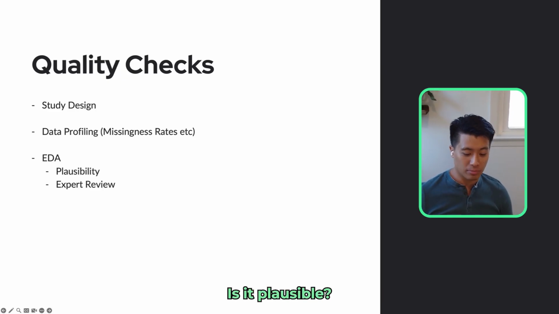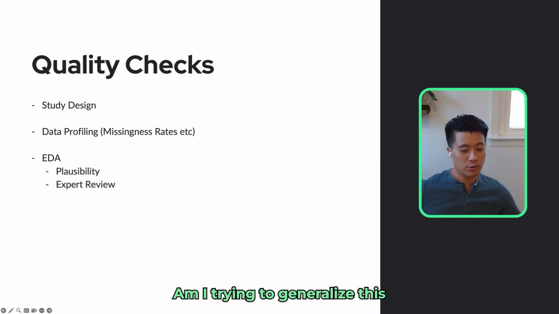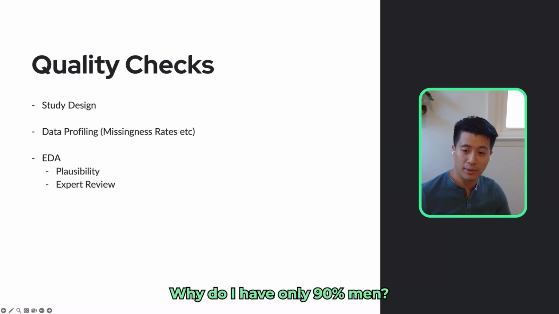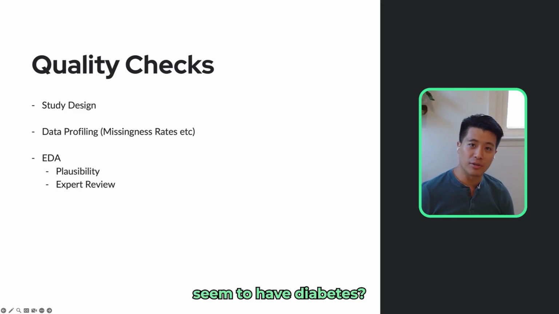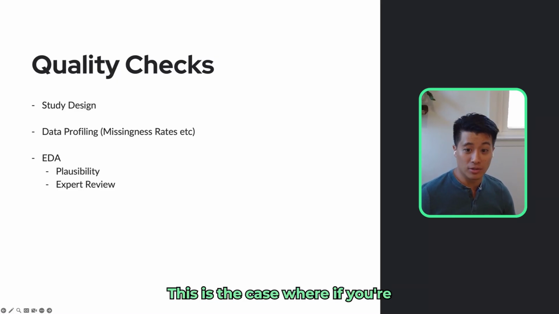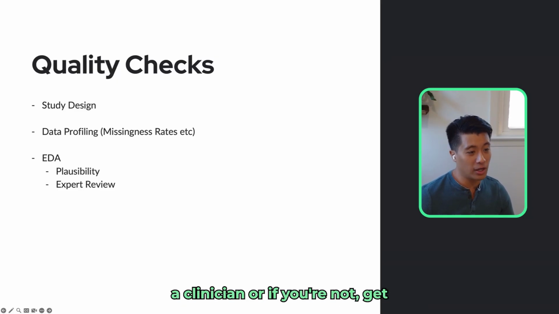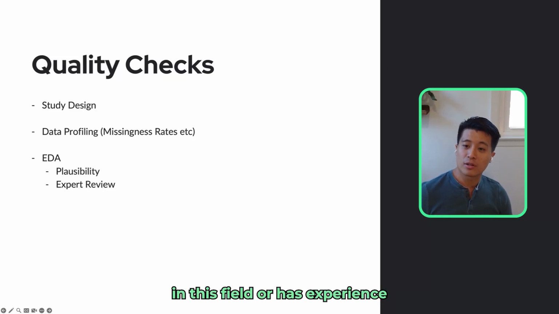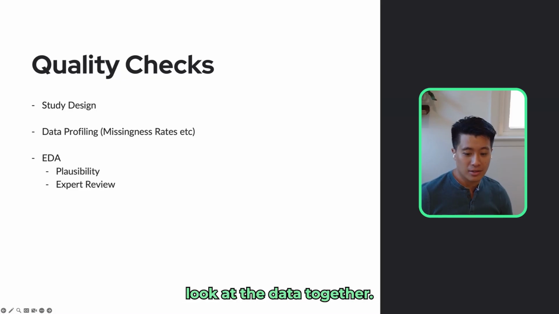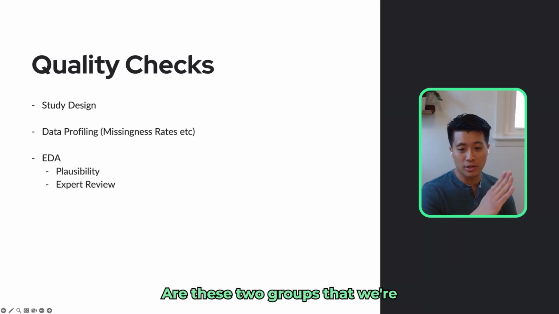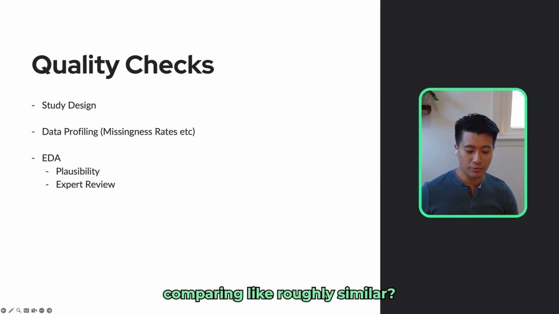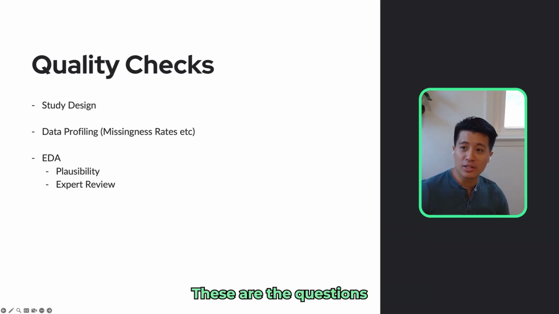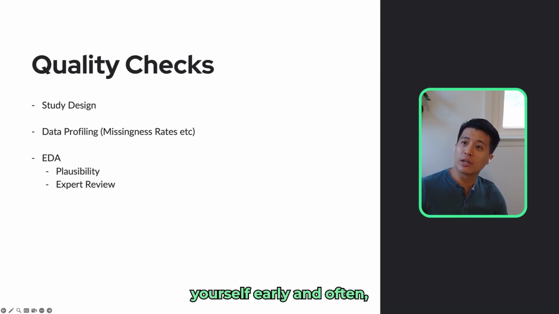And you have to look, is it plausible? Am I trying to generalize this to the general population? Why do I have only 90% men? Why do 70% of them seem to have diabetes? That doesn't seem right. This is the case where, if you're a clinician or if you're not, get a clinician who is specialized in this field or has experience doing these sorts of things. Look at the data together. Does this make sense to you? Are these two groups that we're comparing roughly similar? Are we gathering the right data to ensure that that is actually the case? These are the questions that you need to be asking yourself early and often.